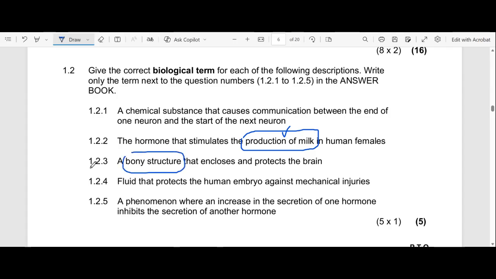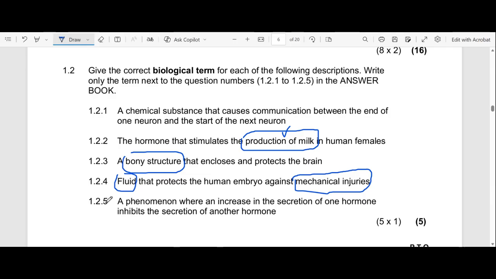Okay, now let's go to 1.2.4. Fluid that protects the human embryo against mechanical injuries. So they're telling you the function of this fluid, and the only fluid that performs this function is called what? The amniotic fluid. Okay, that's the answer here.